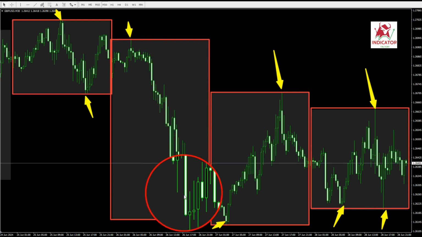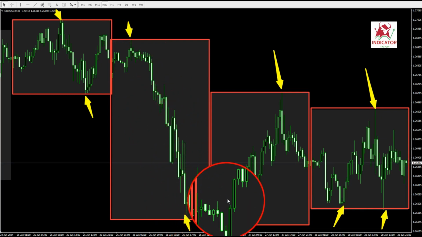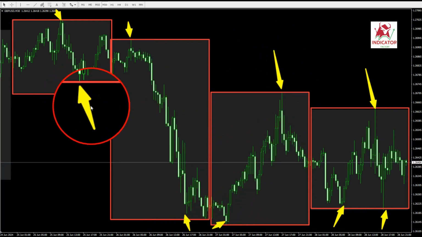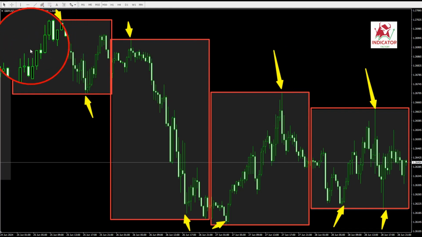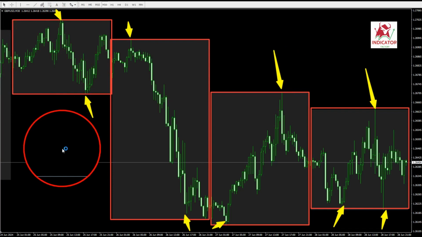I am zooming in and showing you that the moment it touched the block, it started to move downward, and the moment it touched the block from the downward side, it started to move upward. So that is this strategy, and you can see it is a very accurate strategy if we check on this trade. So that's how you can easily interpret the signals from it.